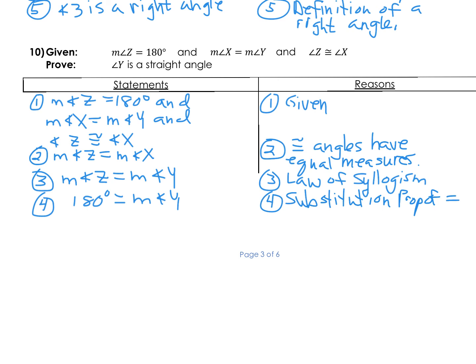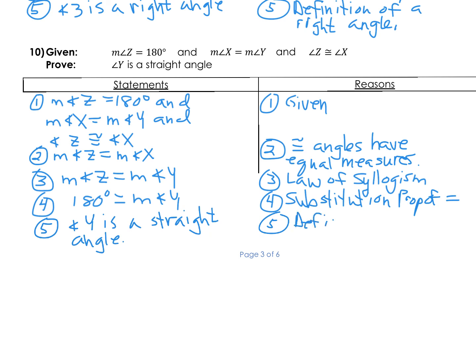And then finally, if 180 degrees is the measure of angle Y, then by definition, angle Y is a straight angle. So I can go to my proof statement. Angle Y is a straight angle. And 5, definition of a straight angle.